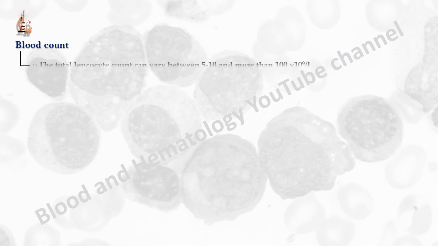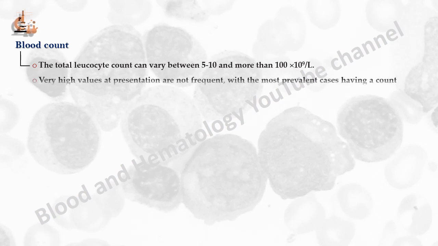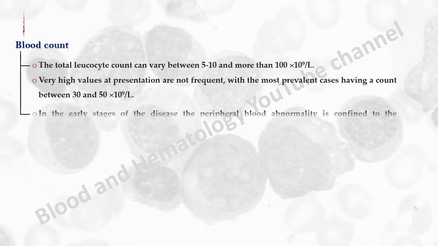The total leukocyte count can vary between 5,000 to 10,000 and more than 100,000 per microliter. Very high values at presentation are not frequent, with the most prevalent cases having a count between 30,000 and 50,000 per microliter. In the early stages of the disease, the peripheral blood abnormality is confined to the lymphocytes.